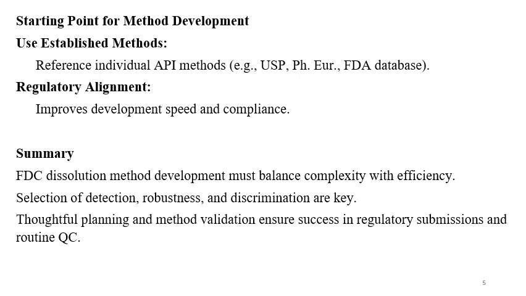Then how do we start method development if the product is an FDC? The starting point is to use the established methods. There might be monographs available for the individual formulation in the USP, in the BP, it may be in the literature, it may be in the FDA database like OGD. So you can have a reference of individual API methods and you can combine them.